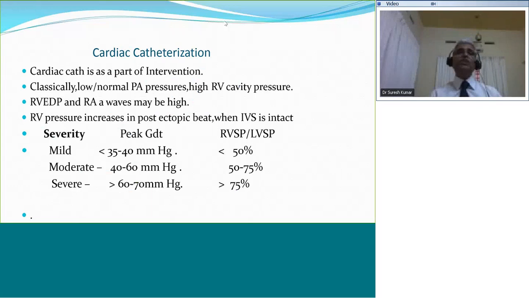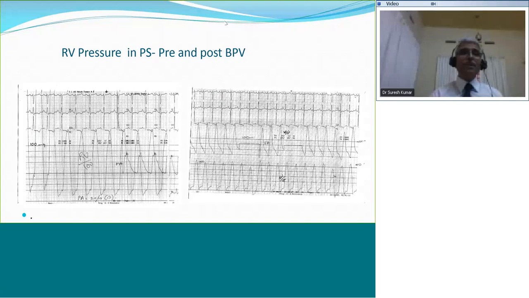I want you to look at this pressure trace. When we are catheterizing, remember we do cardiac cath as a part of intervention, and the classical pressure tracing is a low or normal pulmonary arterial pressure with a high RV cavity pressure. RV EDP and RV A waves may be high, and right atrial A waves may be high, and the RV pressure will increase in the post-ectopic beat when ventricular septum is intact. I'll explain this. I hope you can make out this image well.